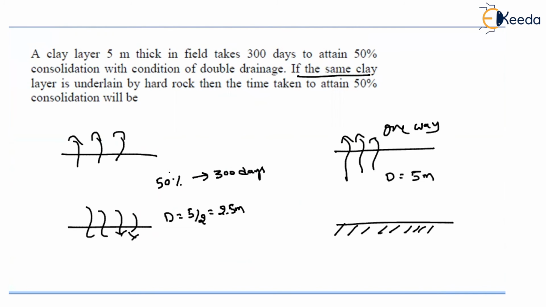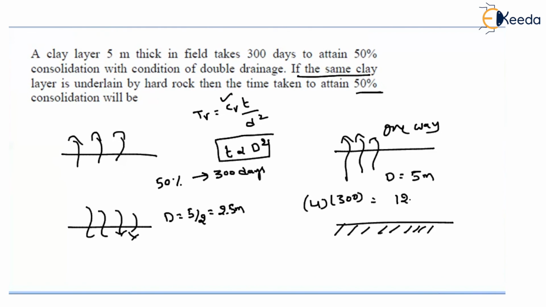So how do we correlate this? As the same degree has to be achieved, your Tv is constant. Tv is equal to Cv into t by d square. As it is the same clay layer, your Cv is also constant. So your t is directly proportional to d square. As it is a one-way path, the consolidation will happen 4 times slower than this. That means 4 times the 300. How much time will it take? As it is one-way drainage, it will take 1200 days to complete the 50% consolidation.